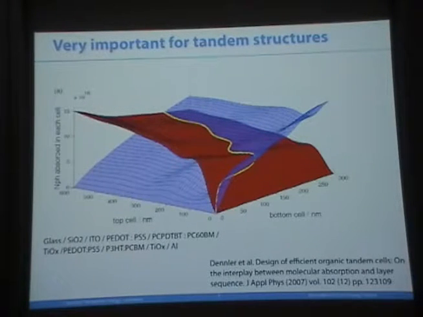And here's an example here from Parnell actually, where you calculate the current from the bottom cell and the current from the top cell, and as a function of their thickness. And these two curves have an intersection, and that intersection is where you want to be, because then the number of photons absorbed in each subcell is exactly equal. And this is not trivial, as you can see.